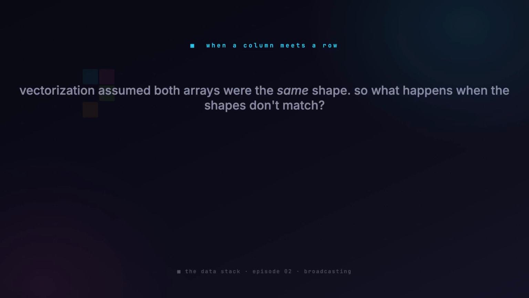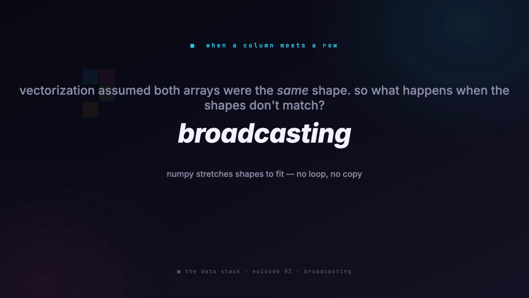Last episode, you killed the for loop with vectorization, one operation over a whole array, but that assumed both arrays were the same shape. What happens when a column meets a row? NumPy doesn't complain, and it doesn't copy a thing. It stretches them to fit. That's broadcasting, and it's how every distance table, every score matrix gets built.